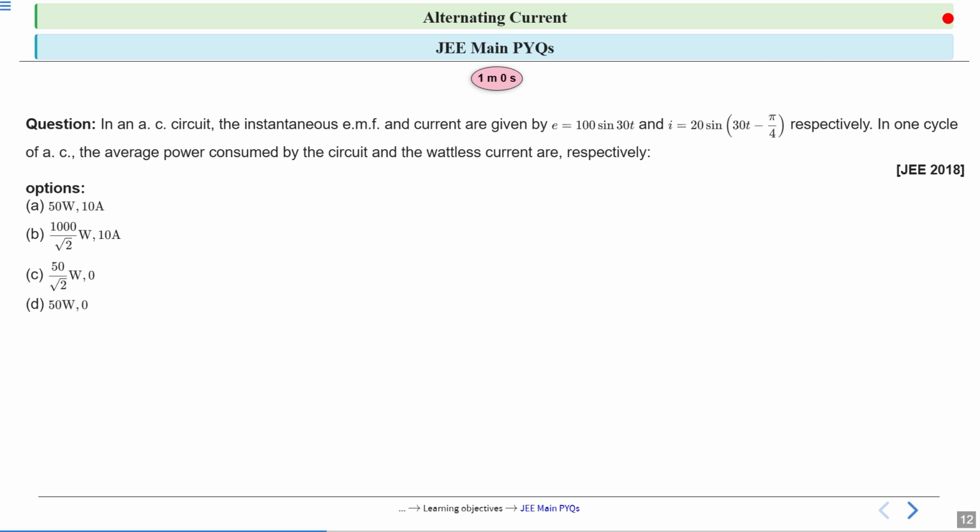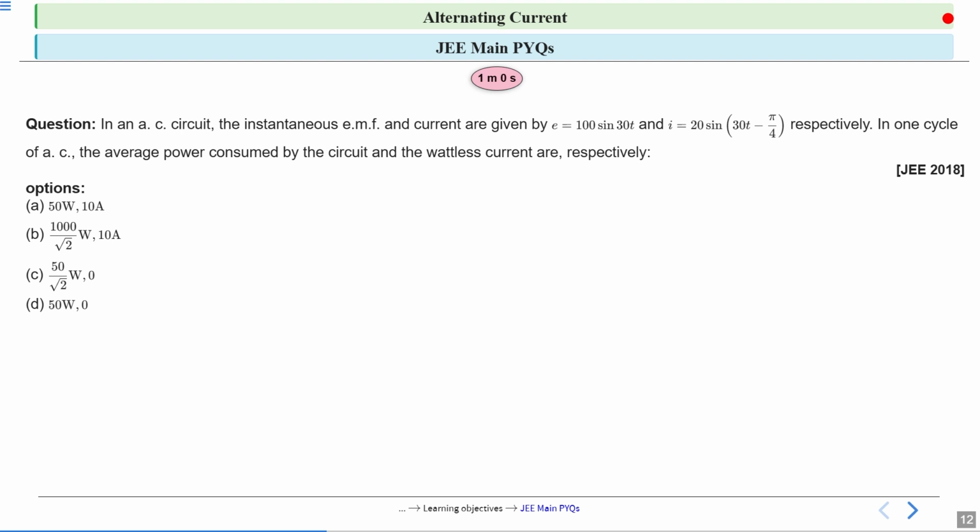So V equal to Vm sin omega t, or we can write E equal to Em. So voltage and EMF can be used interchangeably. Don't get confused, these are the same things. So E equal to 100 sin 30t and I equal to 20 sin(30t minus pi by 4).